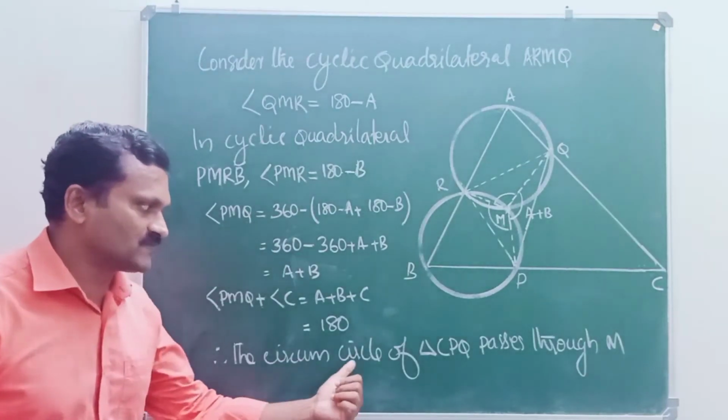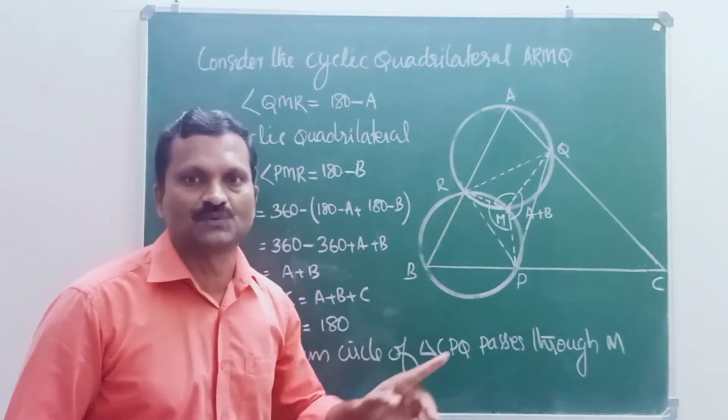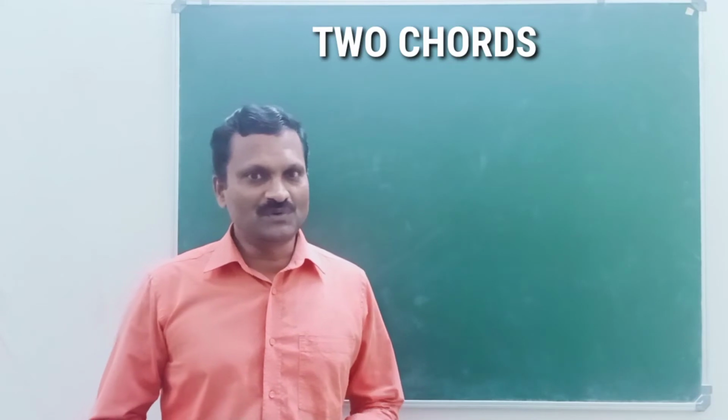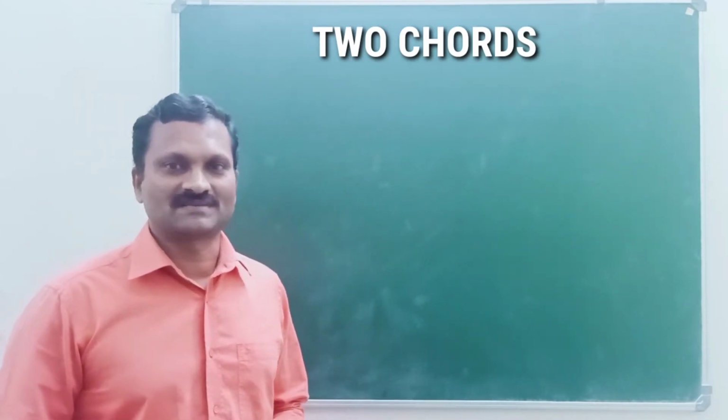Therefore, the circumcircle of triangle CPQ passes through M. Hence the result. We move to the next section, two chords or intersecting chords.